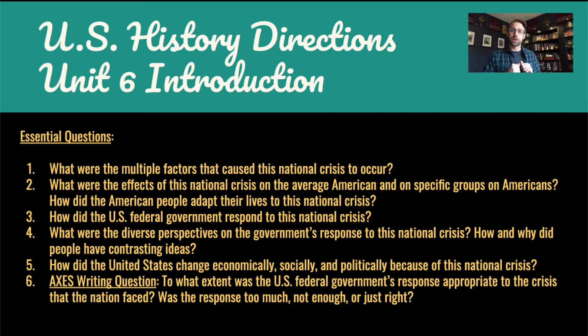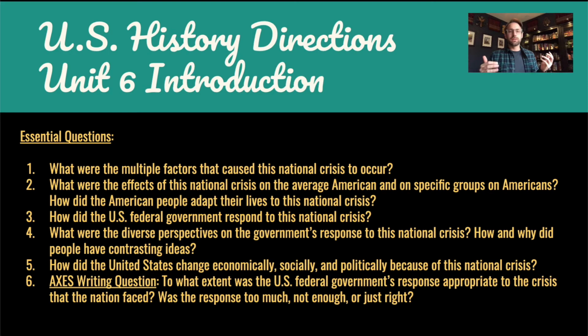So let's look at what these are. We're going to start with: what were the factors that caused this crisis to occur? Establishing the context, what caused this thing to happen in the first place. Next up, once that crisis was in place, how did it affect the average American? Did it affect certain groups differently than others? How did Americans respond to this new scenario that they were put into, really not by any choice of theirs?